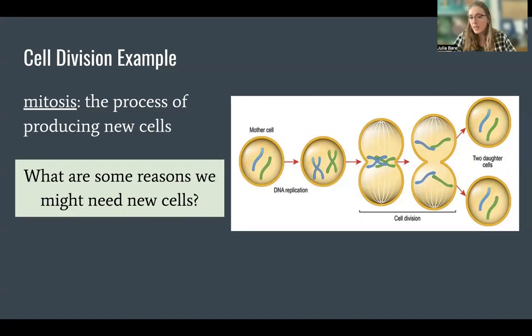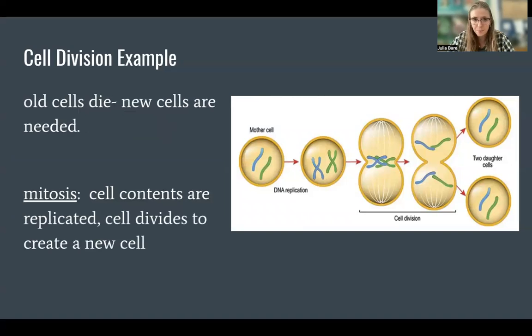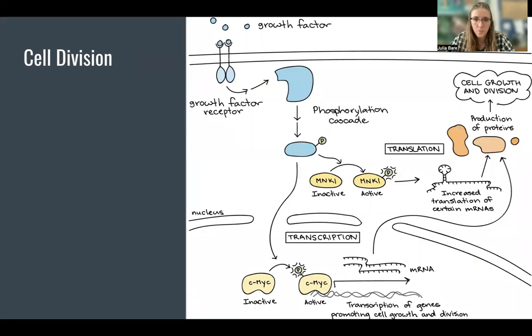Another fairly obvious example is growth. We do not start out as fully formed adults. We start out as children. And in order to go from tiny babies to fully formed mature adults, you have to make more cells in order to get to that size. And that's this process of mitosis. Old cells die, new cells are going to be needed. We need to be able to replicate those new cells.